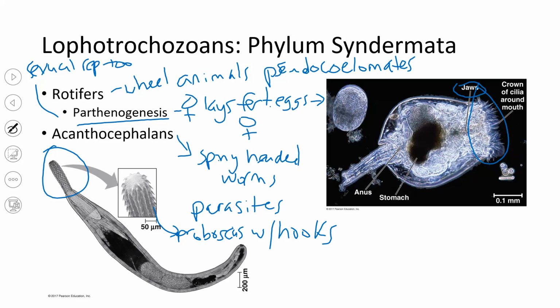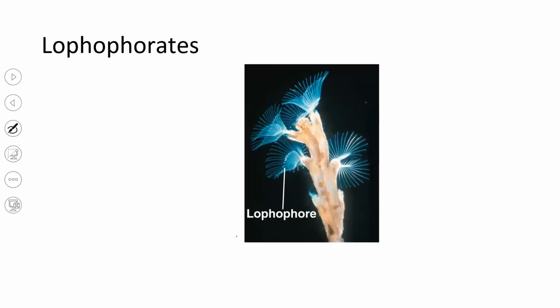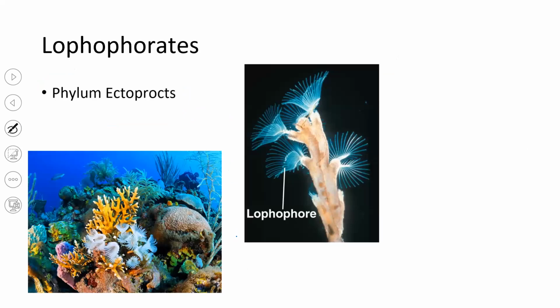Okay, here comes some more fun words for you. Within the Lophotrochozoans, there's a subgroup called the Lophophorates. These are ones that have the lophophore, the ciliated tentacles around their mouths. Within there, we're going to talk about two phyla. The first one are the ectoprocts.